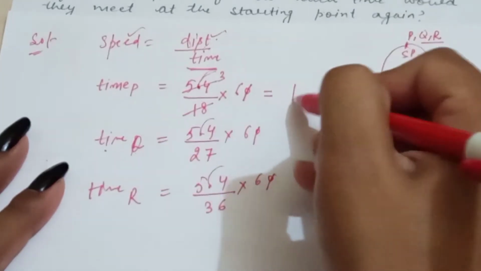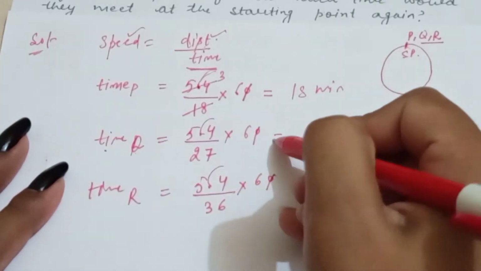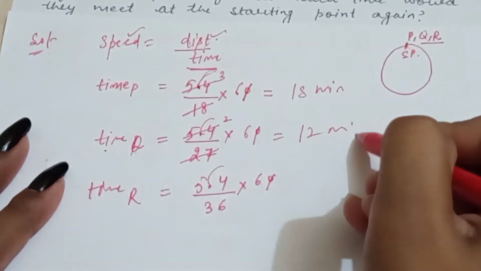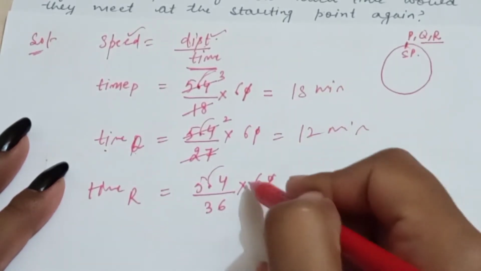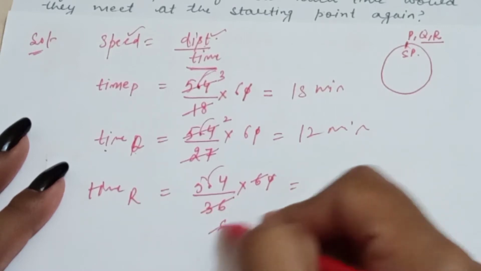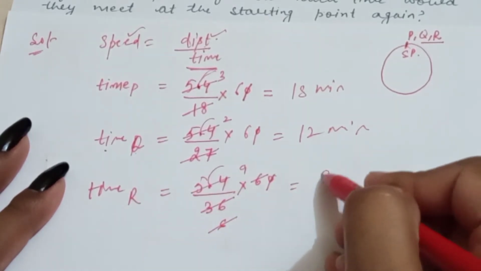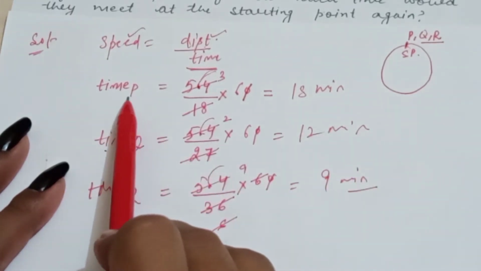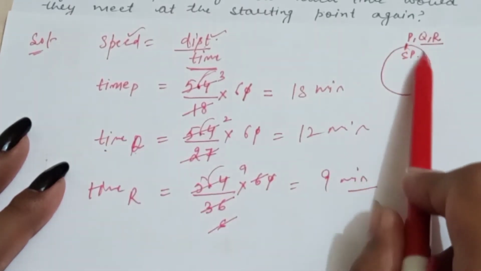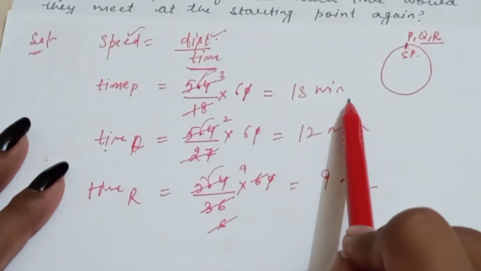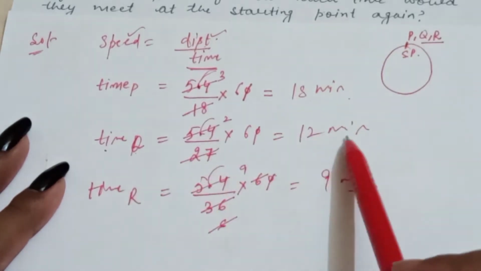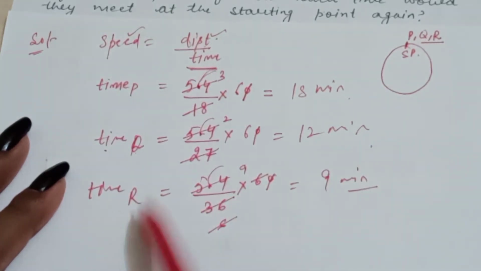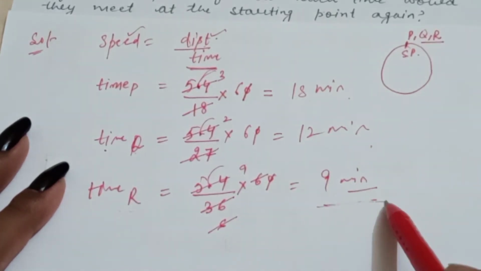18 3s are 54, it will become 18 minutes. 27 2s are 54, it will become 12 minutes. And 6 6s are 36 and 6 9s are 45, it will become 9 minutes. It means P cyclist will cover one round of this circular track in 18 minutes. Q cyclist will cover the first round in 12 minutes, and R cyclist will cover the first round in 9 minutes.